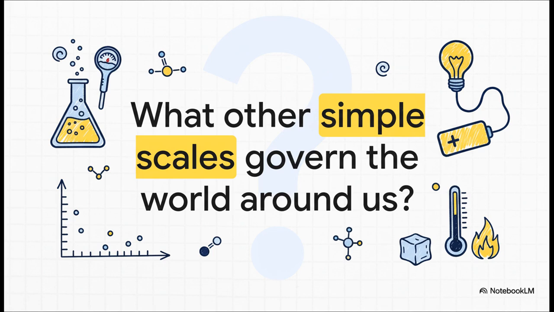So, we've seen how a single, simple number is actually a powerful code that describes the entire chemical reality of a solution. It's pretty incredible, right? It just makes you wonder, if this one little scale can tell us so much, what other simple, elegant codes are out there quietly running the world all around us?